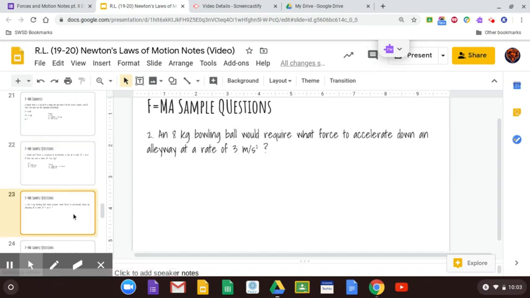All right. The next one is asking, an 8-kilogram bowling ball would require what force to accelerate down an alleyway at a rate of 3 meters per second squared? So again, if you'd like to, I'd pause here, try this one out on your own, and then play again when you're ready for the explanation.